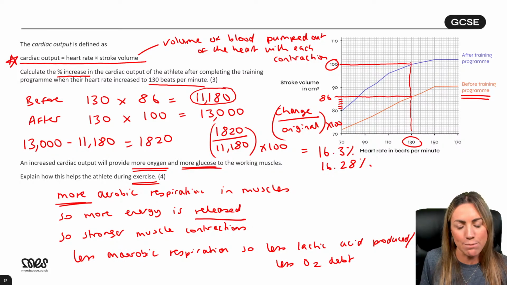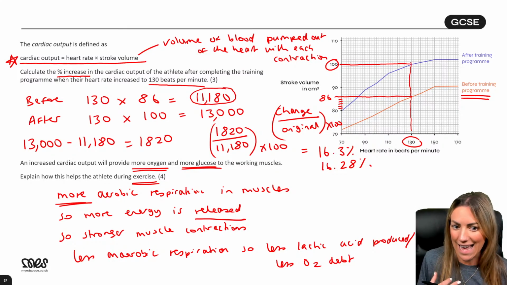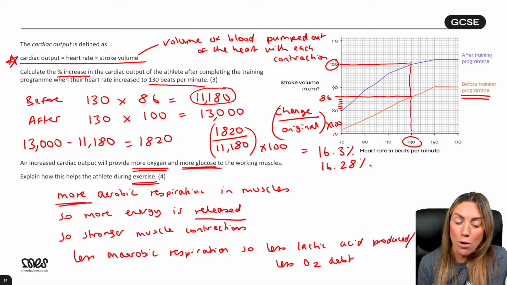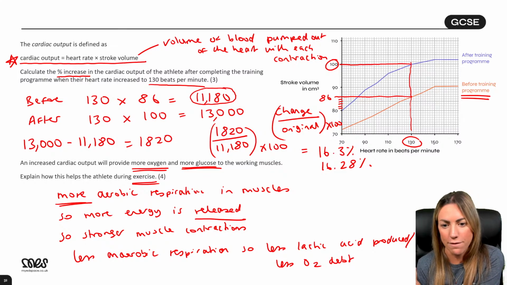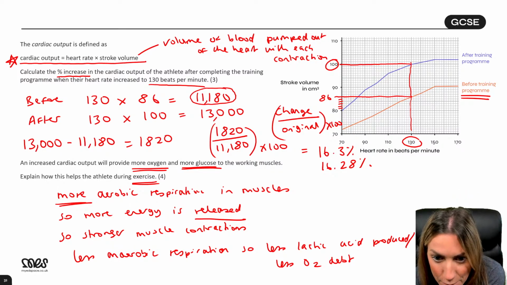But we're going a little bit deeper here because it's basically like, if they're getting more oxygen, it's going to delay having to do anaerobic. And that's great because it means they won't produce as much lactic acid, or they won't have the oxygen debt, or they won't suffer from muscle fatigue.